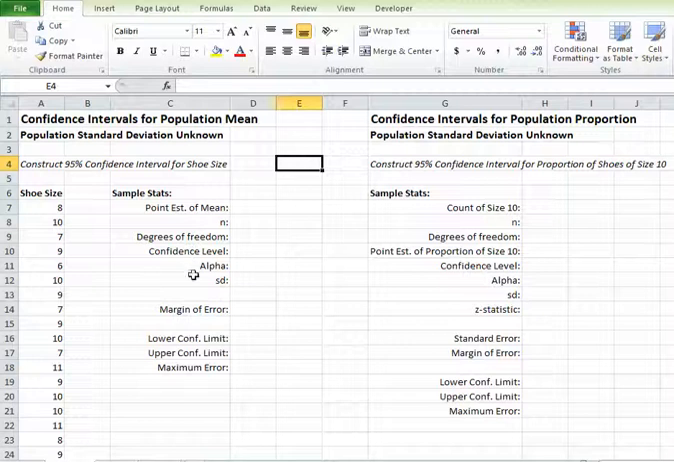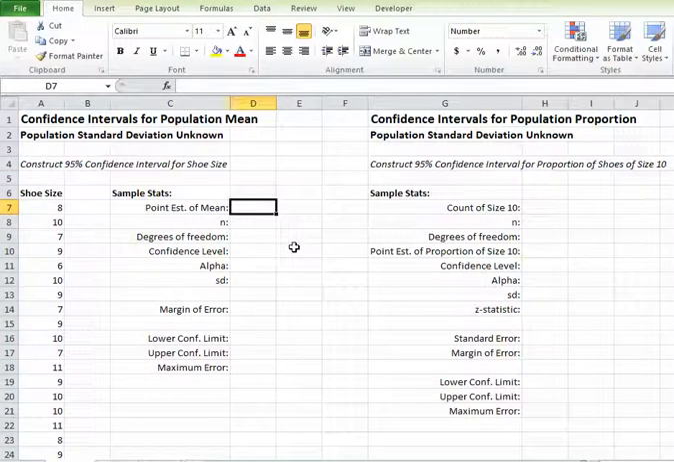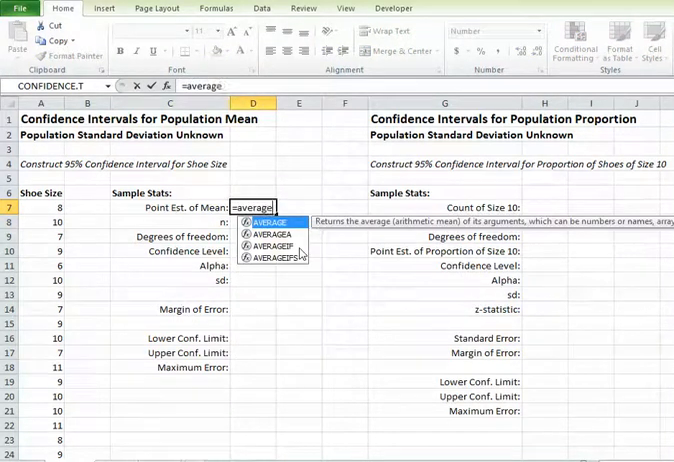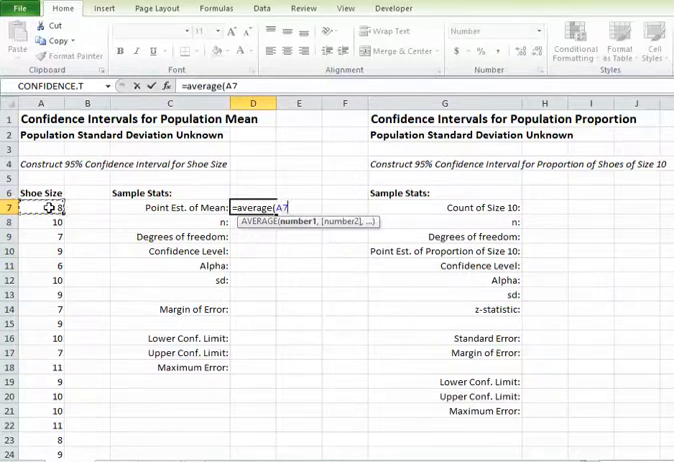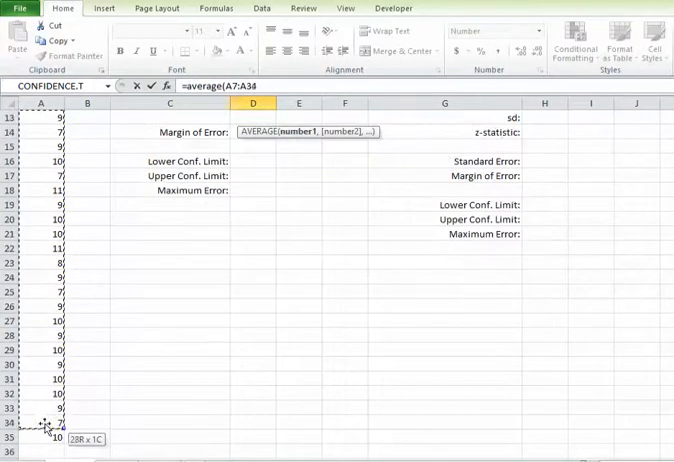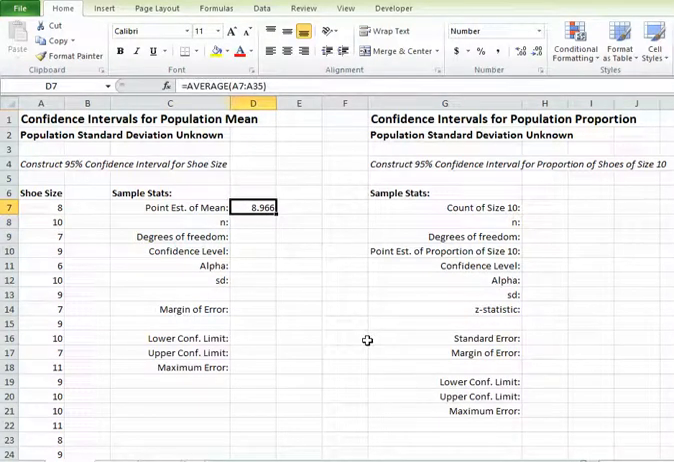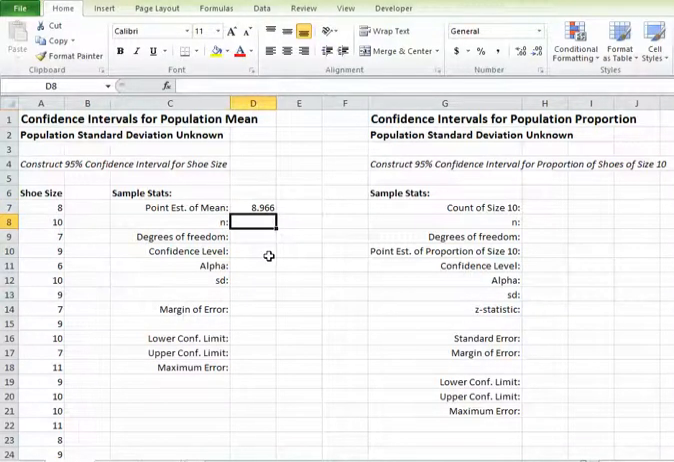First thing, I'm going to have to gather some statistics. First of all, I need what's called a point estimate of the mean, or our best estimate. And we can simply do that by calculating the average using Excel's average function. And I hit enter, and sure enough, average shoe size is 8.97. And how many values were there?